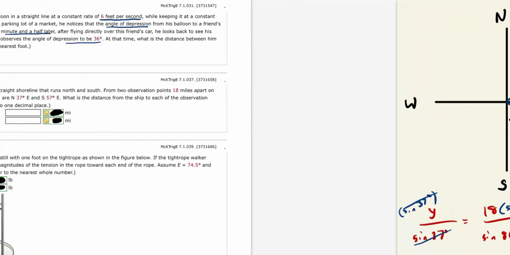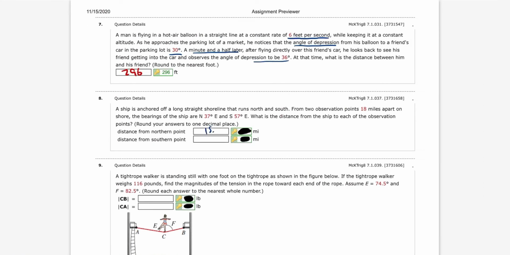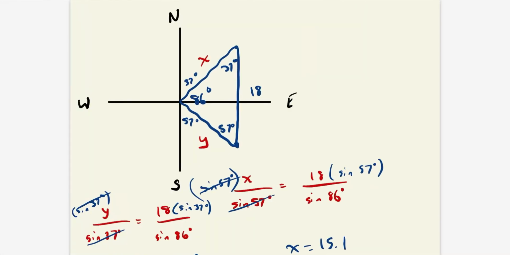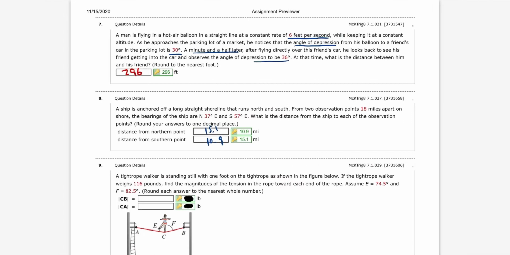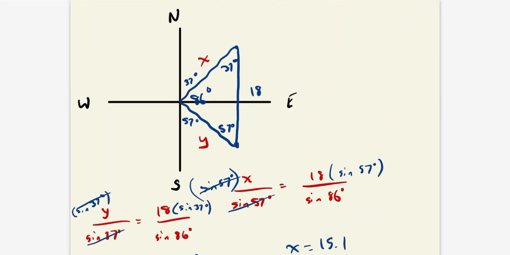They want us to round to 1 decimal place. So for the north one, this would be the north one. That would be our x, 15.1 for this one. And for the south one, it would be 10.9. Oh, I got them backwards. How did I get them reversed? Distance from the northern point. So that would be our x. Okay, so somehow I got those backwards, but just reverse them and you will get those correct.